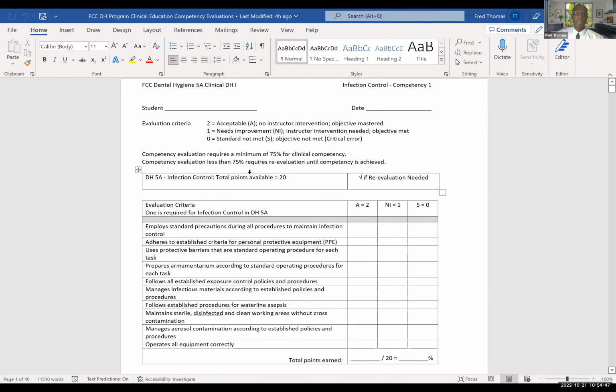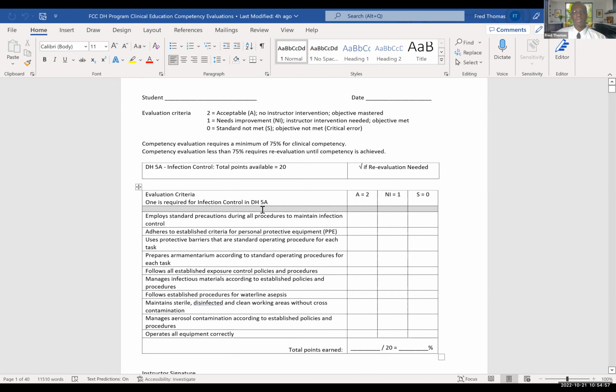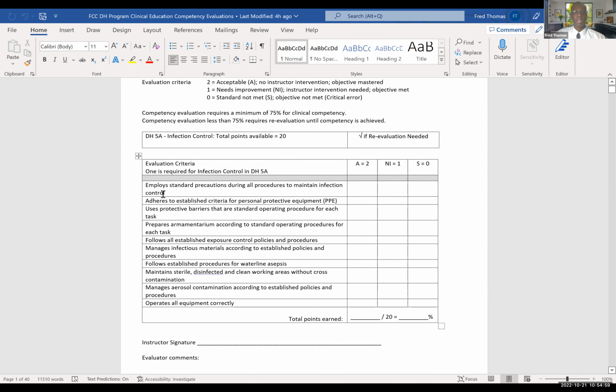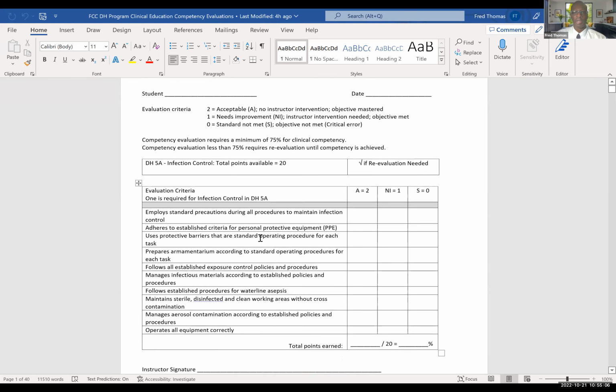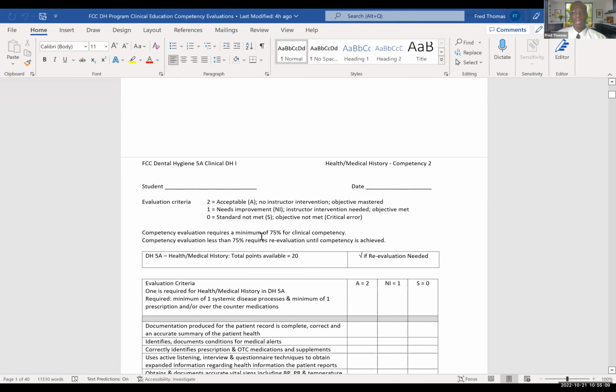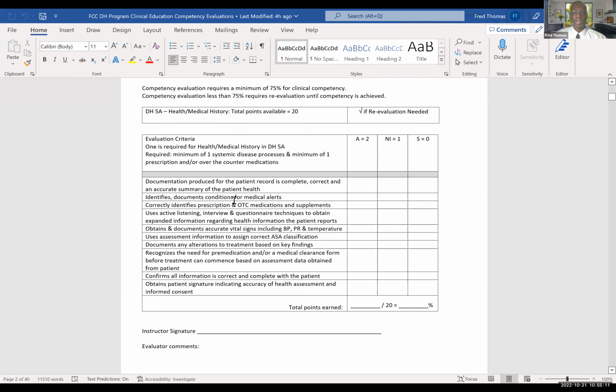These are the 12 competencies that are done in DH5A clinic, and they're very clear and concise on what the student needs to demonstrate during clinical care. And this is just the infection control one. We have a medical health history. There's 10 items, and they're very clear. The point values are there.